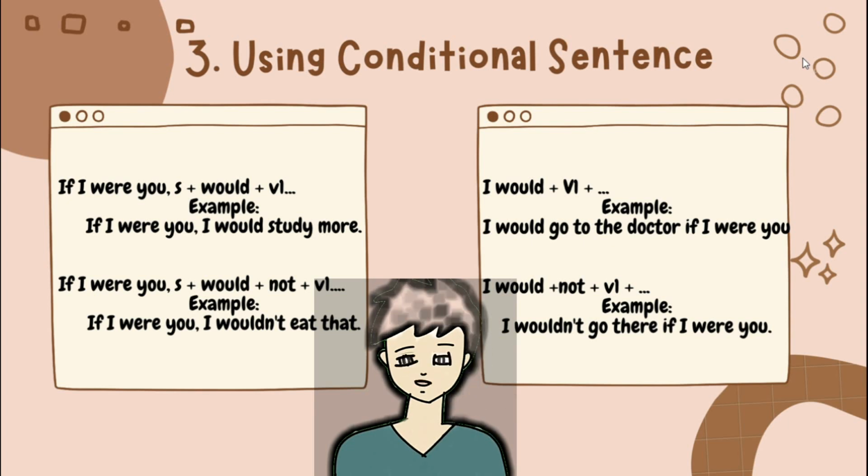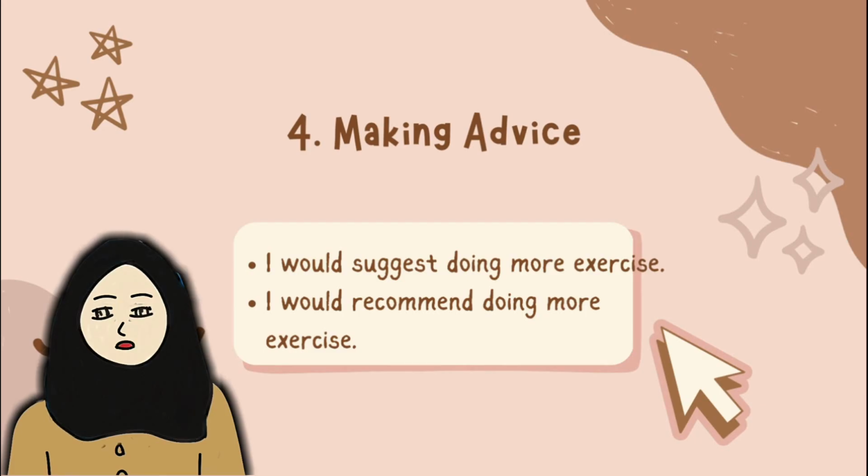Another example is I would plus verb 1. For example, I would go to the doctor if I were you. And the last example is I would plus not plus verb 1. Example, I wouldn't go there if I were you. For making advice, I would suggest doing more exercise. I would recommend doing more exercise.